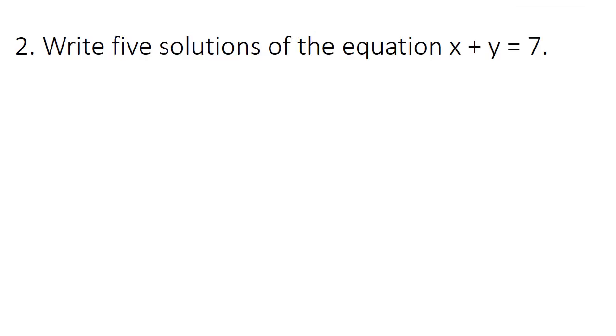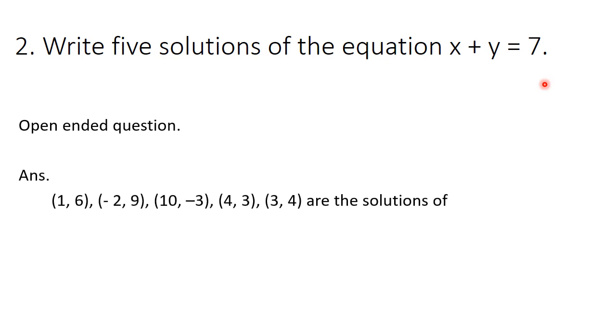Question number 2. Write 5 solutions of the equation x plus y is 7. Here also you can write this by yourself. Again, it's an open-ended question. See, some solutions I have given. x plus y is 7 means the sum of two numbers should be 7. So I have taken some pairs: 1 and 6, minus 2 and 9. See, 9 minus 2 is 7. 10 minus 3 is 7. 4 and 3, 3 and 4. All these are solutions of the given equation.